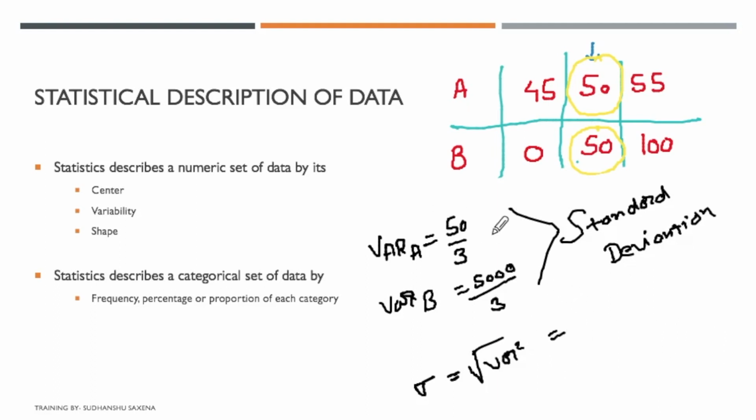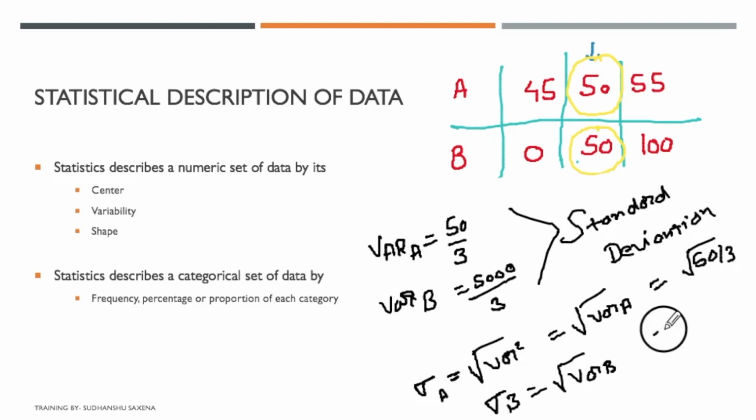So I'll just simply say, and if you notice, this 50 was the squared value, right? So you actually got this value by squaring the things up, and you got this 5000 also by squaring. So if you just take a square root, sigma a would be nothing but the square root of variance of a, and standard deviation of b will be equal to the square root of variance of b, right? And it will give you the value. So this will be the square root of 50 divided by 3, and this would be the square root of 5000 divided by 3, right? So you've got the standard deviation.